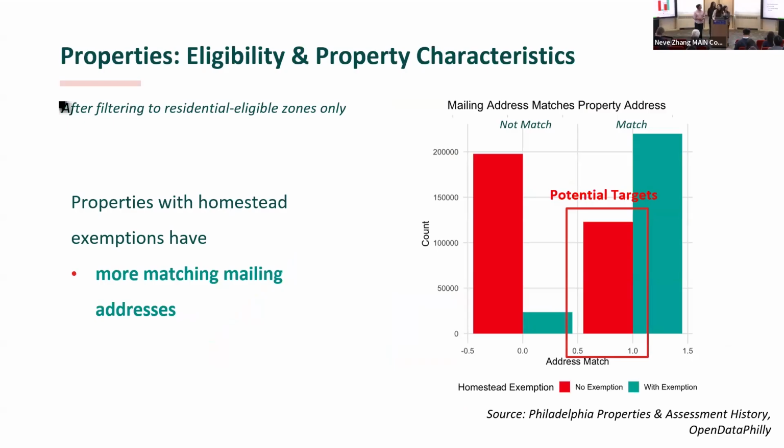And now we want to show some important predictor variables. First is mailing address consistency, because it reflects the homestead exemption's core eligibility factor, owner occupancy. We filter properties whose mailing address matches their location. And we can see from this chart, those properties with matching mailing addresses are far more likely to have exemptions, as shown by the right green bar. But many eligible properties still haven't claimed one, so the red bar would be our potential targets.